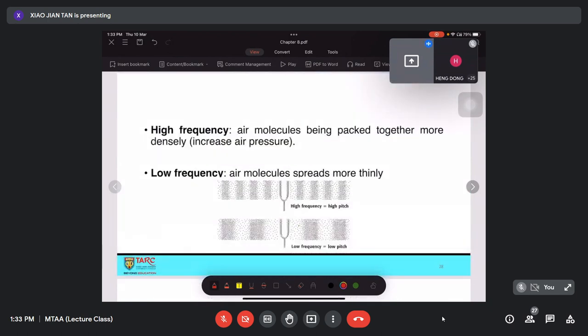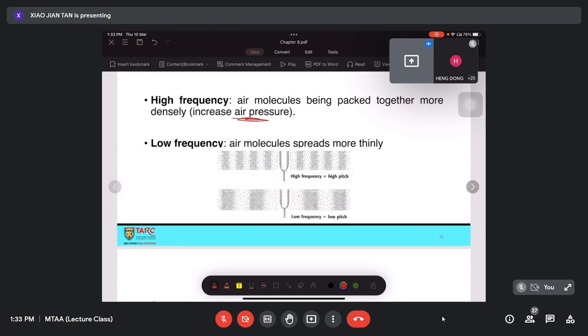So with high frequency, air molecules are packed together more densely, increasing air pressure, so still increasing the air pressure. And with low frequency, air molecules spread more thinly, so you would be able to see this would be the area where the pressure is higher. But nonetheless, frequency is always about how many waves in 1 second. So as you can see, this is more waves, 1, 2, 3, 4 in 1 second compared to this one, only 1 and 2. So basically, this would be a higher frequency and this is lower frequency and lower pitch.